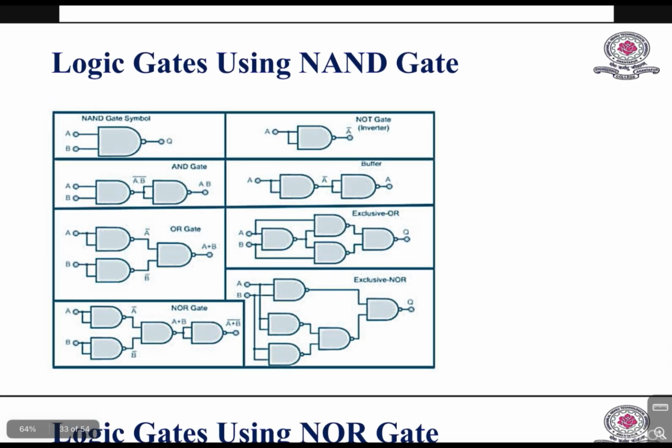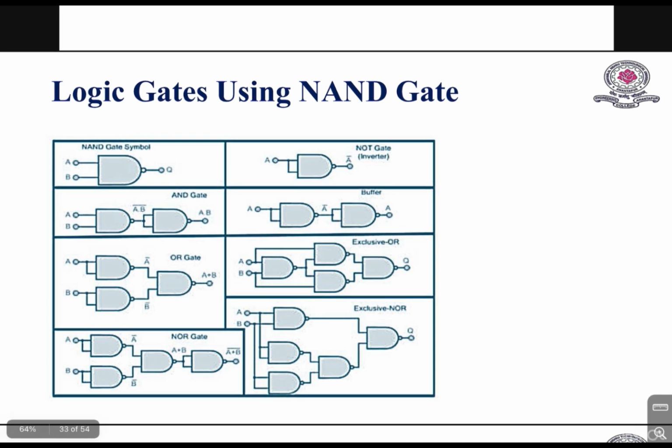Now we all know NAND gates and NOR gates, so we are calling them universal gates. Why these are called universal gates means by using NAND gate, or by using NOR gate, we can implement any logic gate. So for example, here initially we are taking NAND gate for implementation of AND gate, OR gate, and then NOT gate, buffer, NOR gate, and then XOR, exclusive NOR gate.